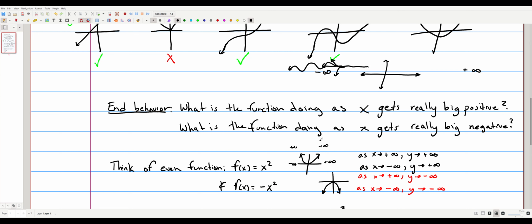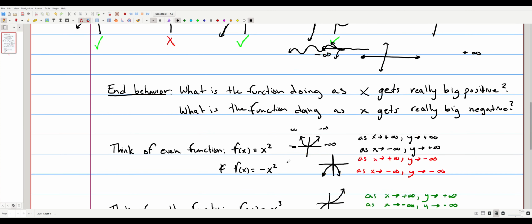So for the end behavior of an even function, or a parabola in this case, as x goes towards negative infinity, it also goes towards positive infinity. And we know that because both of the arrows point up. So this is how we would describe the end behavior of an upward-facing parabola.